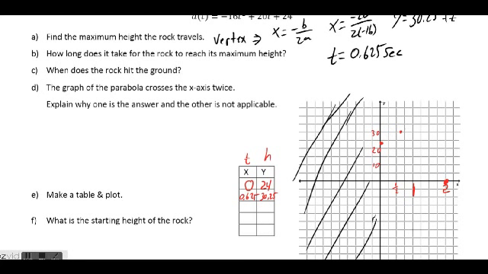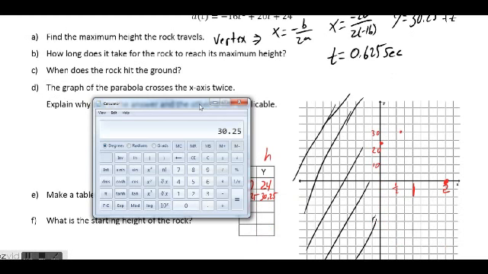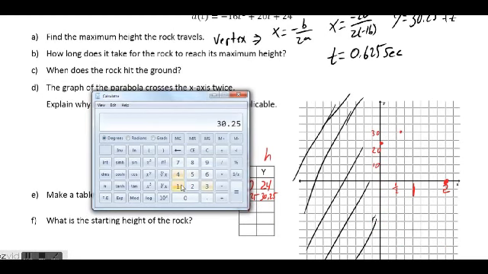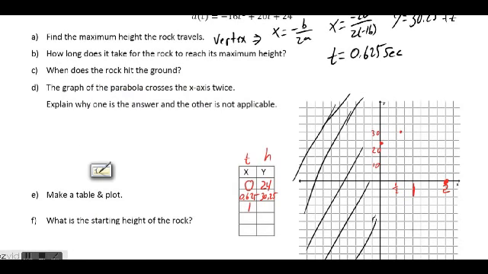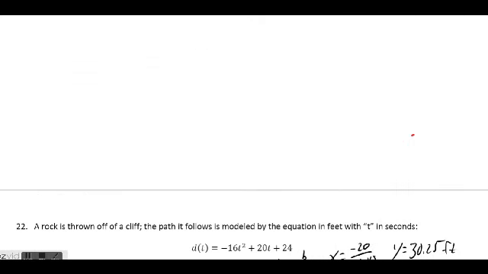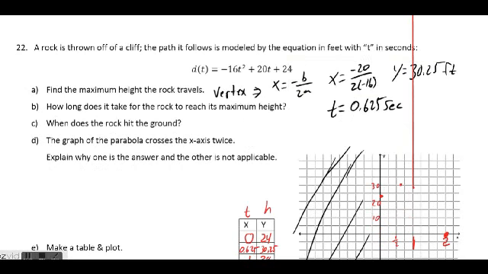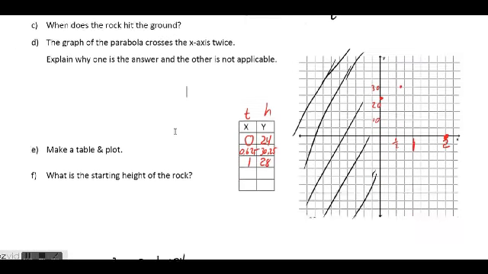Now, where is it at in 1 second? Plug 1 second in and see what it gets you. Again, just my little cheap calculator. 16, which happens to be negative, times 1, plus 20, plus 24. So I end up with 28. So at 1 second, I'm 28 feet high. Sorry, I have no idea what just happened. Let's try this one more time. So 28, about right there somewhere.